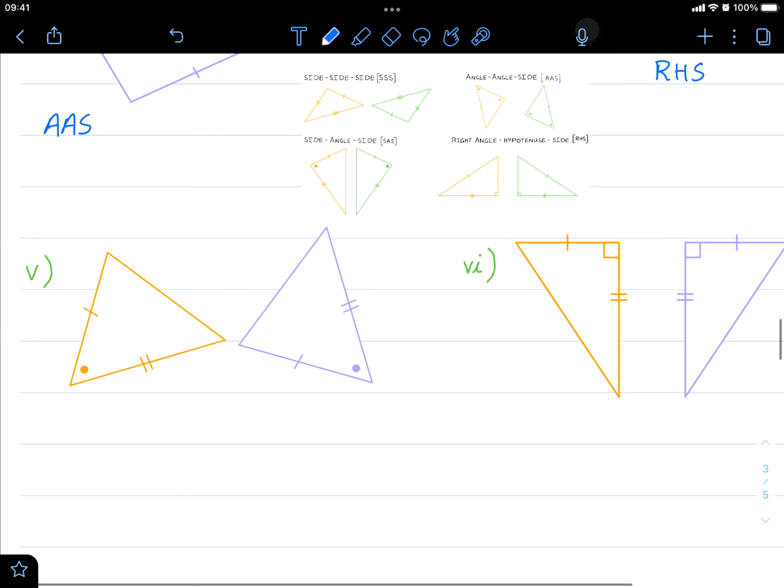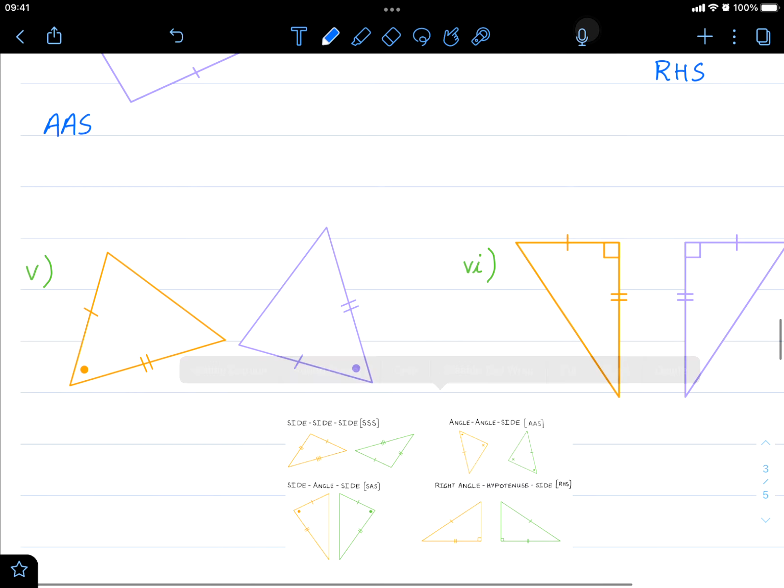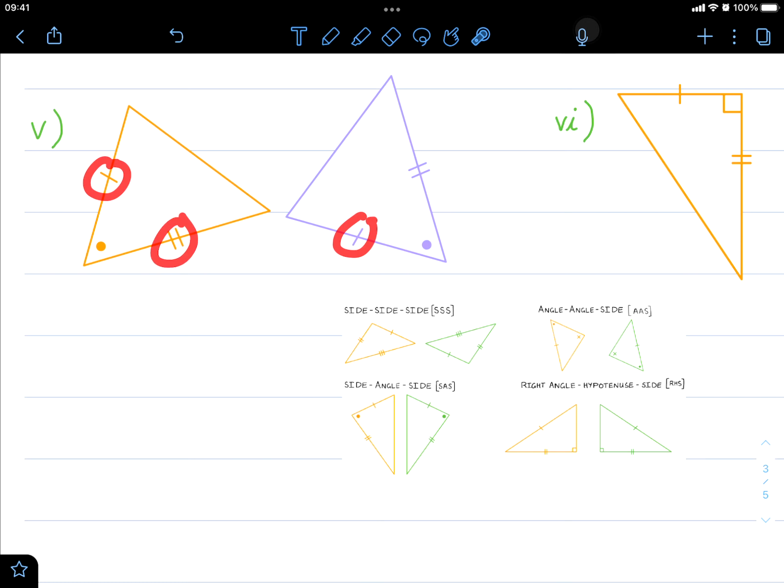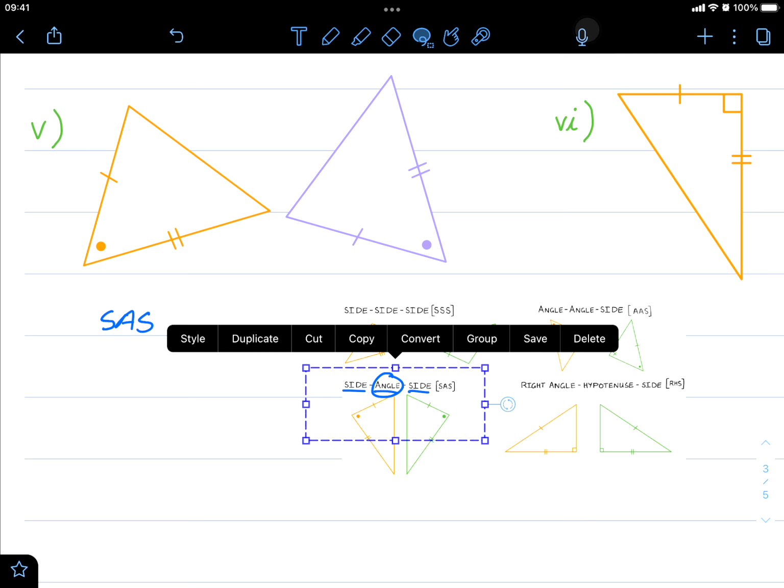Let's take a look at this one now. Look very carefully. You can pause it and give this a go yourself. We have one pair of sides. We have 2 pairs of sides. And the angle in between them is also given. That there is side, angle, side. Notice how the angle is in between it. That is side, angle, side.